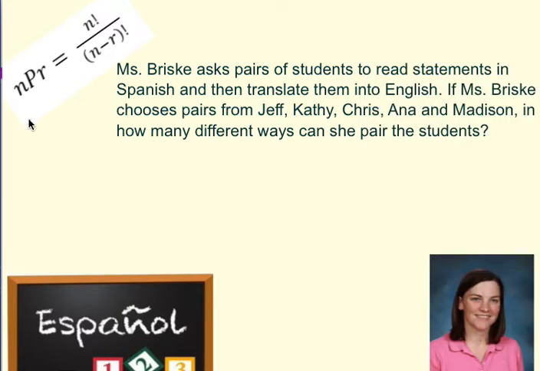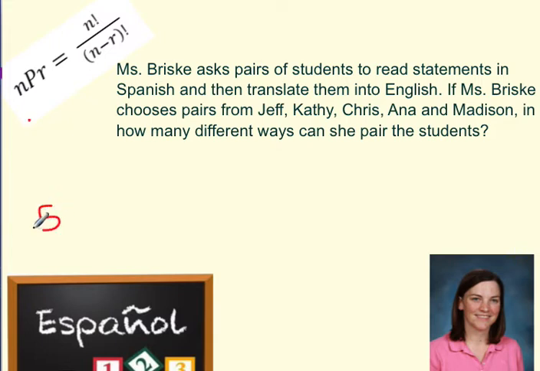So Miss Brisky asks a pair of students to read statements in Spanish and then translate them to English. She chooses pairs from Jeff, Kathy, Chris, Anna, and Madison. So she wants to choose a pair. So it's different if Jeff is paired with Kathy versus Jeff being paired with Chris. Okay? So now let's take a look at pairing them.